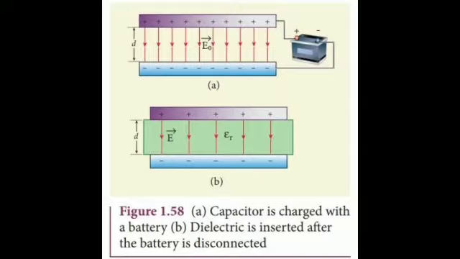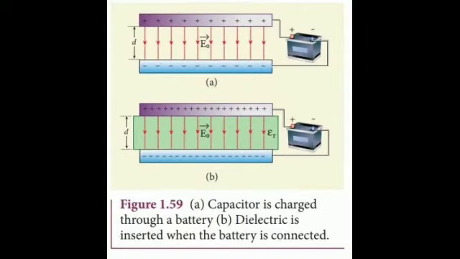The battery is then disconnected from the capacitor and the dielectric is inserted between the plates. The introduction of dielectric between the plates will decrease the electric field. Experimentally, it is found that the modified electric field is given by E is equal to E naught by epsilon R. Here E naught is the electric field inside the capacitor without the dielectric.